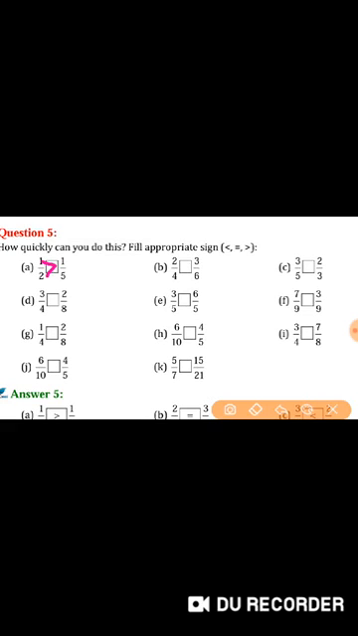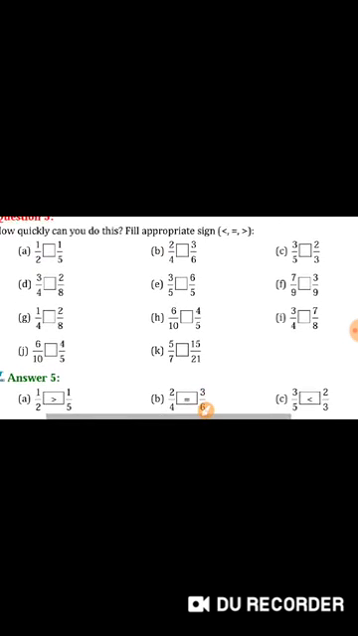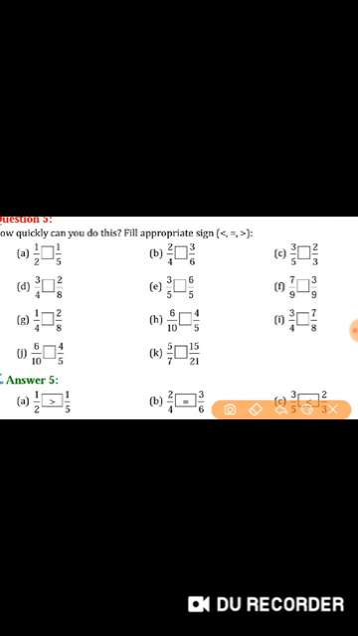So here 3 ones are 3, 3 twos are 6. Okay, here 2 ones are 2, 2 twos are 4. So both are equal. Then 3 by 5 and 2 by 3. See here, one is different, one more is different. How can we do it? Out of 5, 3; and 2 by 3. How can we find it? So make it the same denominator. How is it? Here 3 fives are 15, multiplying both. So make it 15 first.